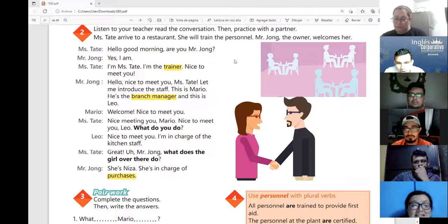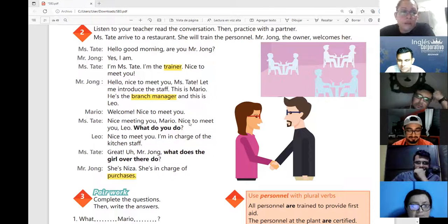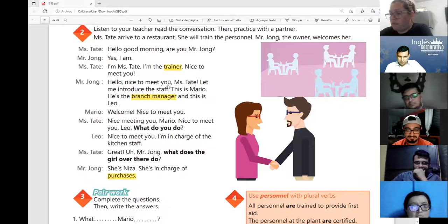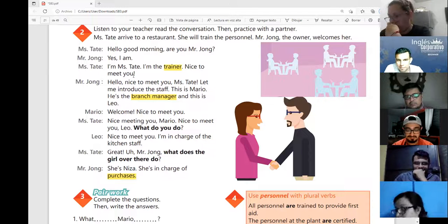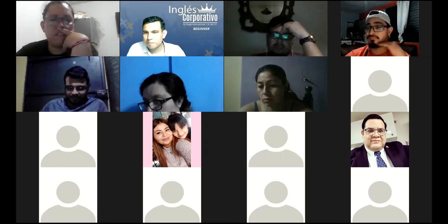Okay, in charge of. Vamos a repetir eso. Vamos a reforzar esa palabra. In charge of. Excellent. Branch manager. Excellent. Ok, no sé si tenemos más voluntarios antes de ir a la siguiente actividad. Voluntario. Volunteer.